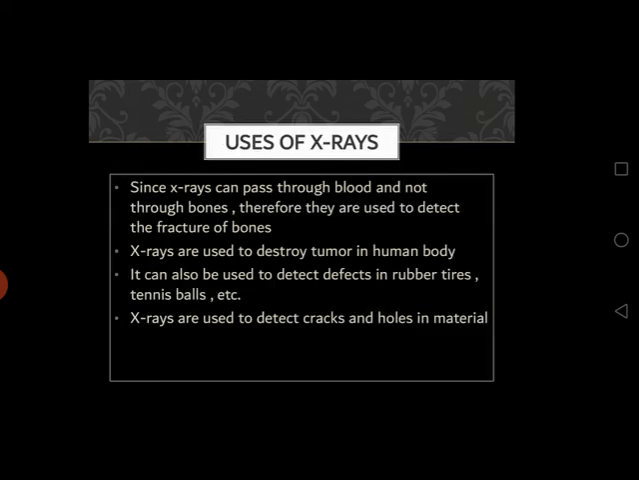Similarly, we have many uses of X-rays. Some of them are as below: X-rays can pass through flesh and not through bones. Therefore, they are used to detect fractures of bones. Also, X-rays are used to destroy tumors in the human body. X-rays are also used to detect defects in rubber tires, tennis balls, or other materials. And X-rays are also used to detect cracks and holes in many materials. There are so many other uses of X-rays which could be studied.